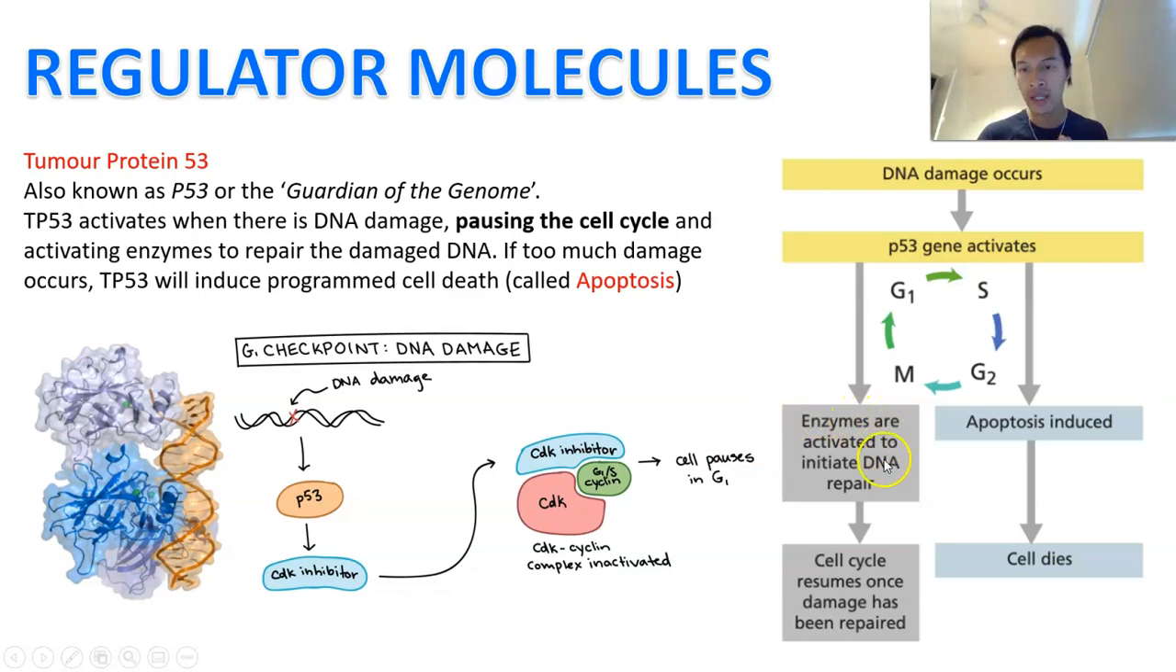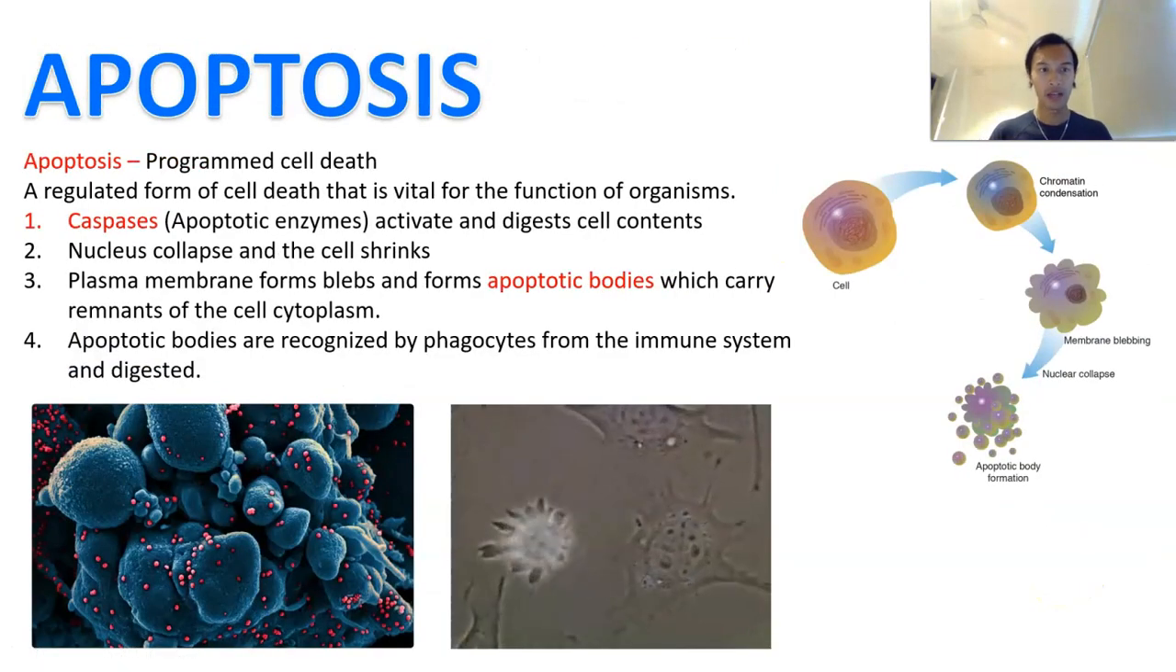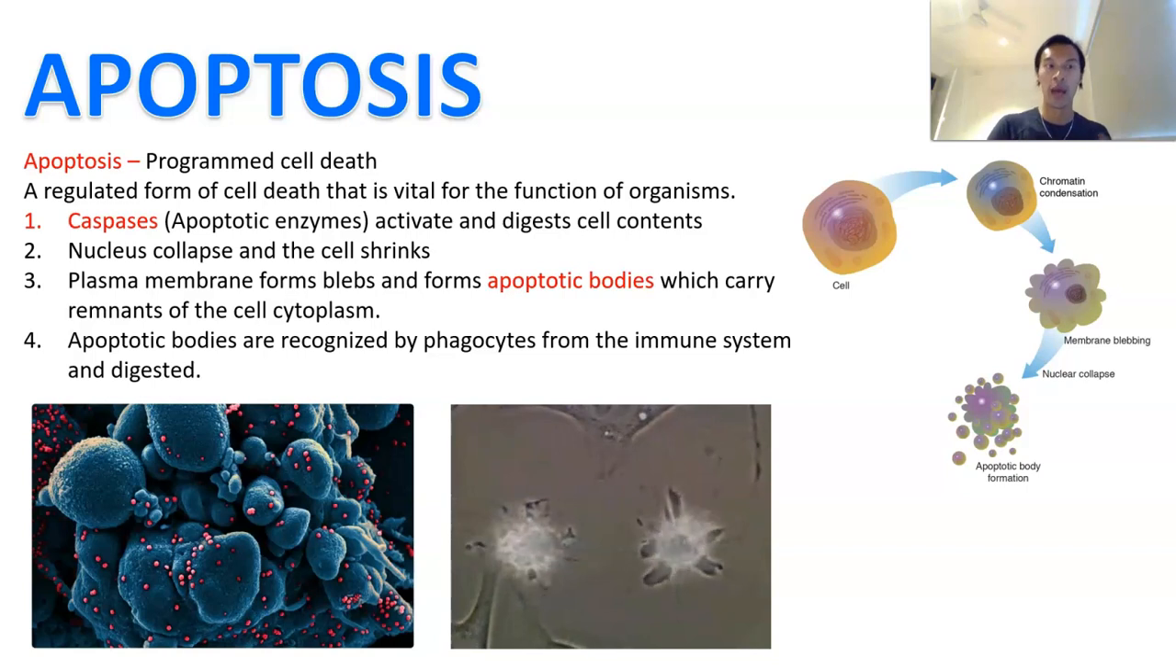Additional enzymes are activated to initiate DNA repair. And let's say it works. The enzymes fix the DNA. The CDK inhibitor gets switched off, releases from the CDK complex, and then the cell continues to move into the S phase, and you have DNA replication occurring. If it is a total loss, the P53 gene is going to activate other molecules that are going to induce the cell to basically kill itself, right? So that brings us to the process of apoptosis.